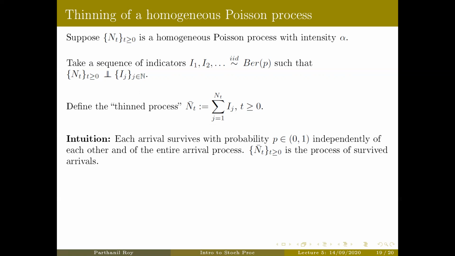Now just forget about the process for a moment. Note this thing for a fixed t. If you look at it for a fixed t, you just have the hen and egg situation. You have a sequence of IID Bernoulli P random variables, and you have an independent Poisson random variable with parameter alpha times t. So therefore, this sum, by the hen and egg problem, n bar t should just follow Poisson with parameter p times alpha t. The alpha t is just playing the role of lambda in the hen and egg problem.